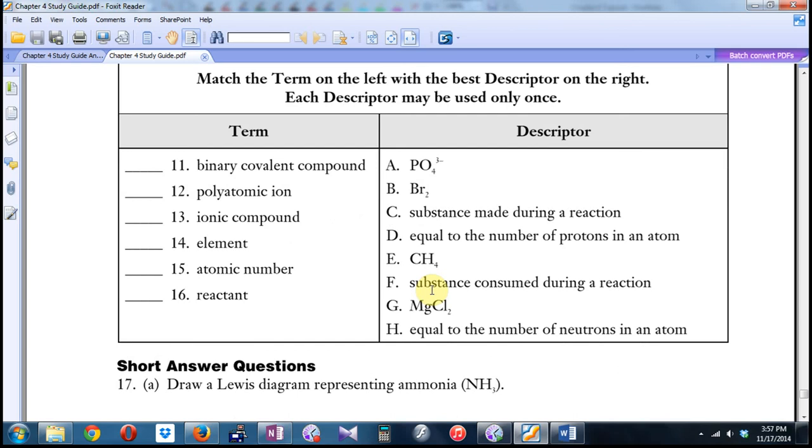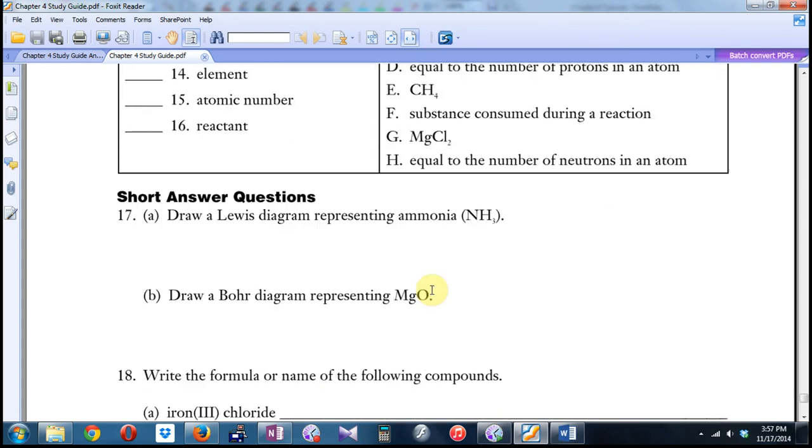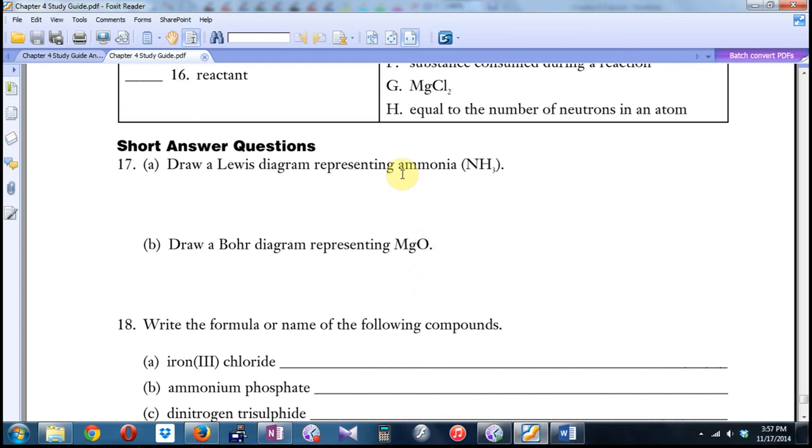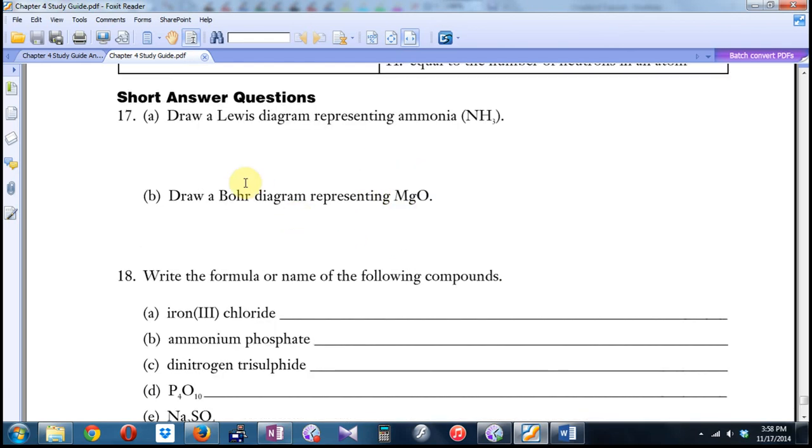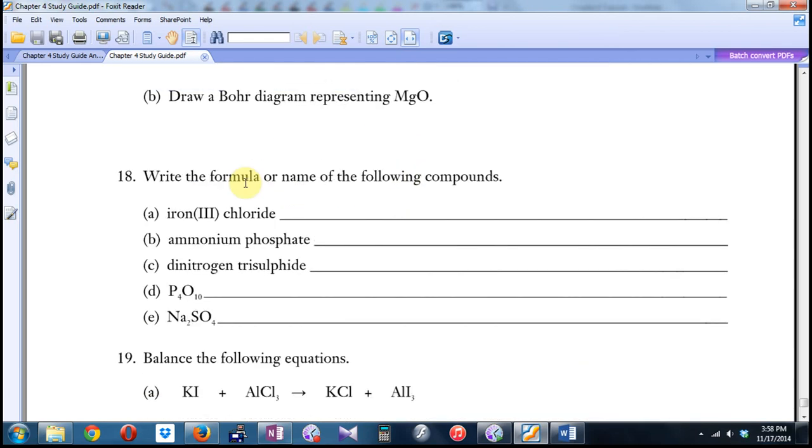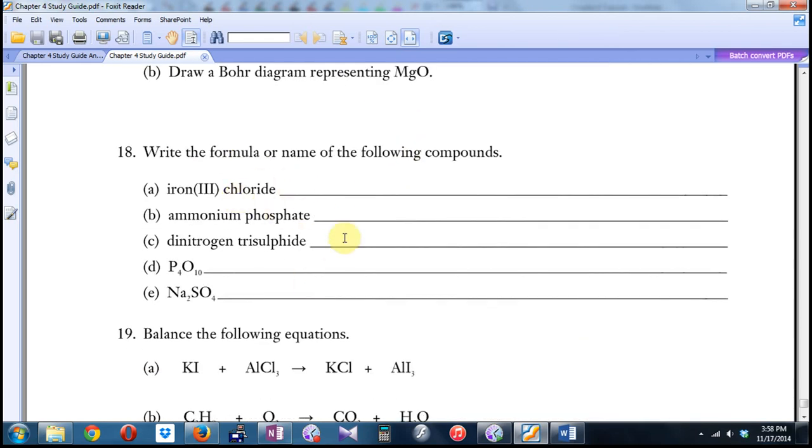Vocabulary, you guys are okay on? Hint, look at the crossword puzzle. Also, hint, any bold font word from chapter 4, which is how I made up the crossword puzzle. Okay, short answer, I'm going to ask you to draw a Lewis diagram or two. I'm not going to ask you to draw a Bohr diagram. Definitely ask you, I'll do this as a chart.